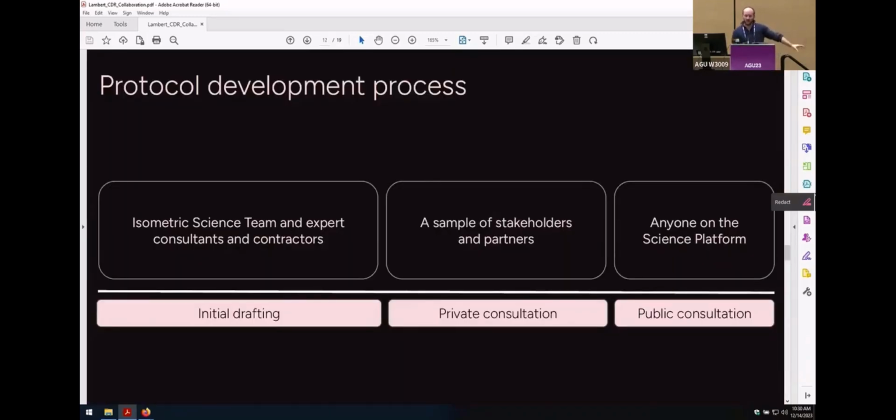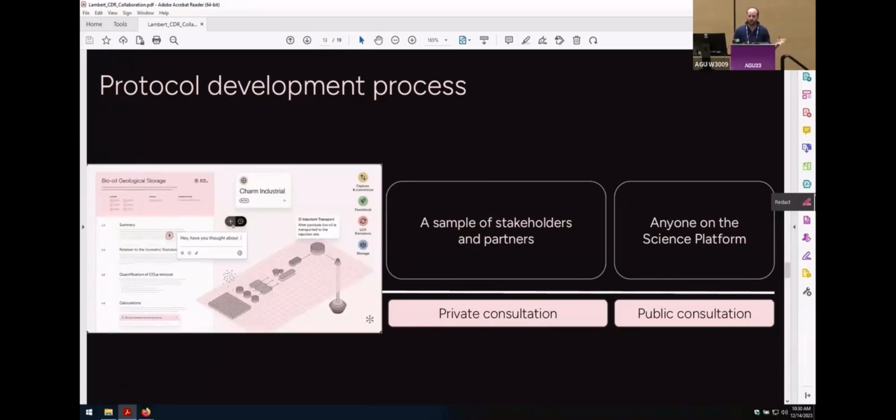And so with the final couple of minutes here, I'd like to spotlight how we go about developing these protocols for MMRV. This is not dissimilar from how you would write an academic paper and go through the peer review process. We start with our internal science team by drafting a document with our consultants and collaborators. Then it enters this 30 to 45-day consultation period where we engage with stakeholders privately for a couple of weeks and then publicly out on the entire science platform to give comments.